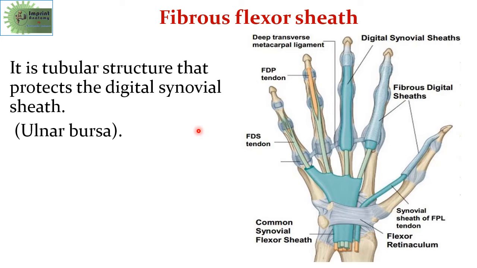As you know, the sheath has two layers: the inner is the digital synovial sheath and the outer is made up of the fibrous digital sheath. So this synovial sheath is protected by a fibrous digital sheath. This is the tubular structure which protects the synovial sheath, and over here you can see the common sheath which is called the ulnar bursa.